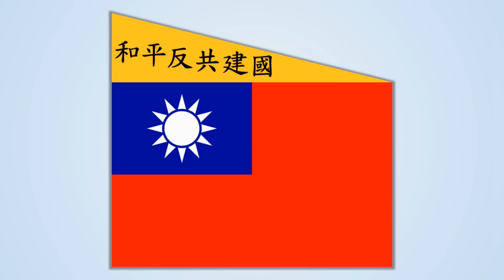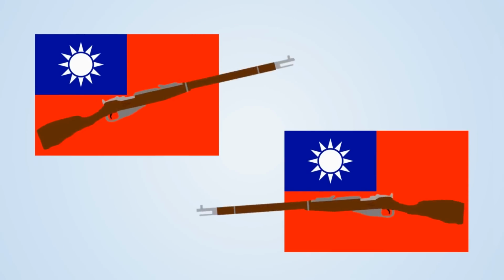which was to have that flag but then with a yellow banner that read peace, anti-communism and national construction on it. But Wang never really liked this design, and in 1943 they actually abolished this one completely and just used the same flag. So you actually had two governments fighting against each other using exactly the same flag.